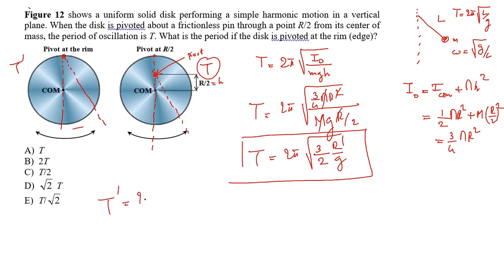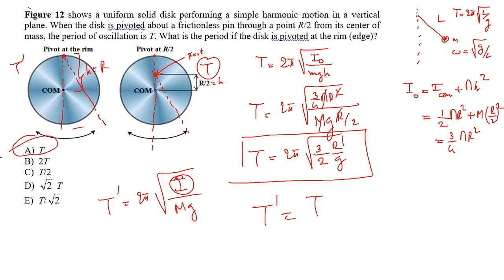You say T prime will be 2 pi square root of the new moment of inertia divided by mgh. But here the h will be R. And here I have to use the parallel axis theorem. So you will find that T prime is equal to T. It will be just this. So they are equal. We did not change the period for this geometry.